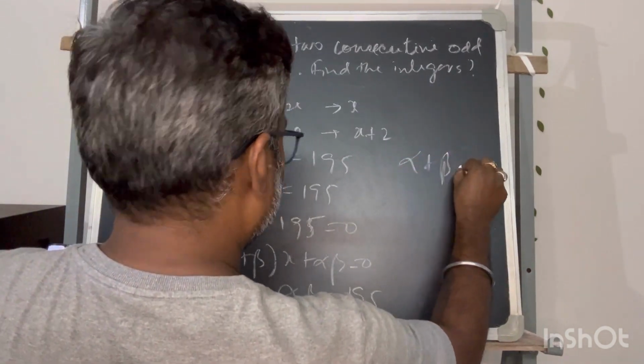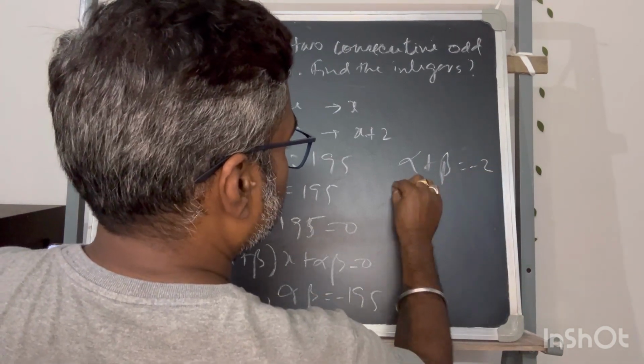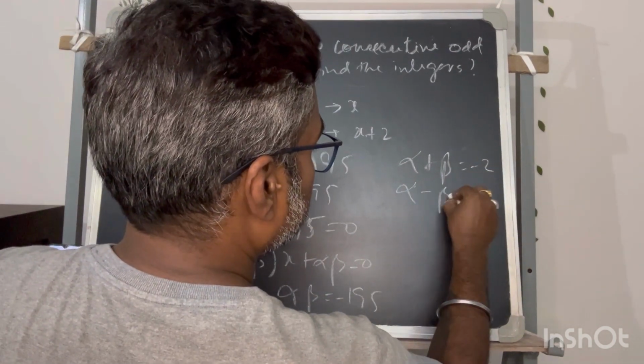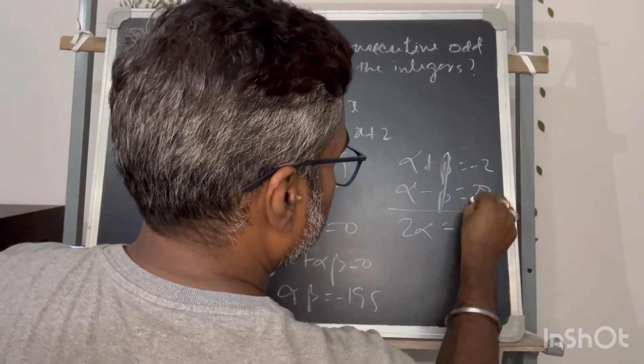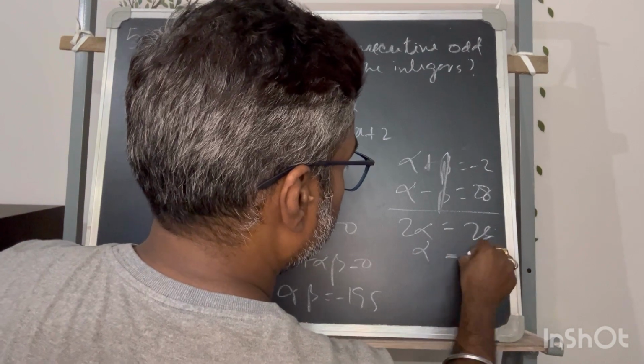Alpha plus beta is equal to minus 2. Taking alpha minus beta, that is equal to 28 plus 28 this time. So 2 alpha, this will be cancelled out, is equal to 26. So alpha is equal to 13.